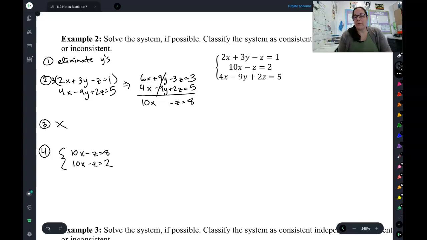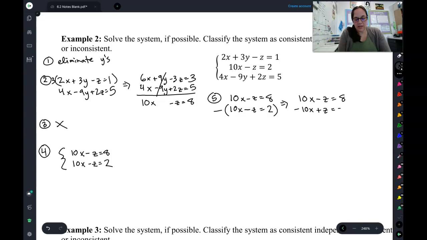So step 5, I now need to solve the 2 by 2 that I've got. I notice, let's write this out. I'm just going to times the bottom one by a negative. So I get 10x minus z equals 8. Negative 10x plus z equals negative 2. And now they stack up. My x's go away, my z's go away. I get 0 equals 6. Oh, dang it.